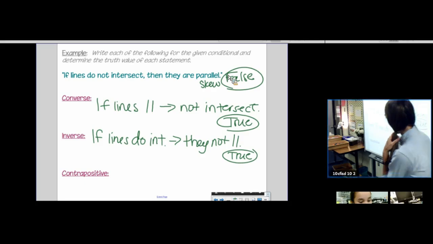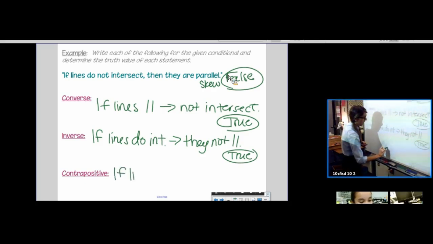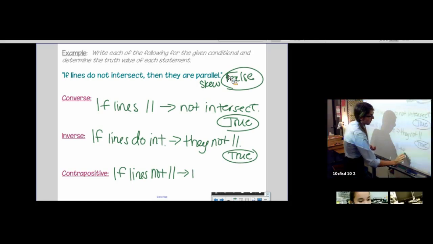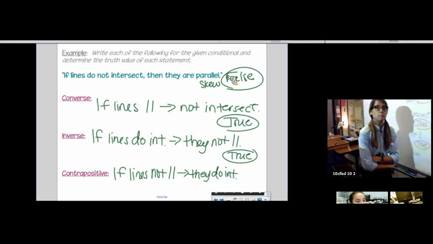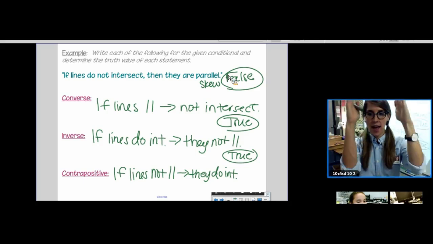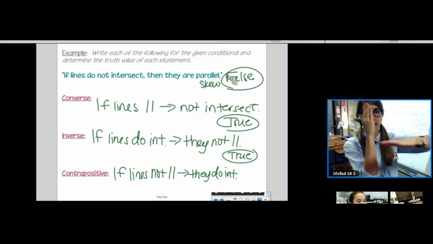Okay, let's do the contrapositive. If lines are not parallel, then they do intersect. That one's a little bit harder to get right away, but it's going to be the same as the original. Skew lines is going to be the counterexample. If lines are not parallel, they could be skew. And it's saying they do intersect, but I found ones that didn't intersect.